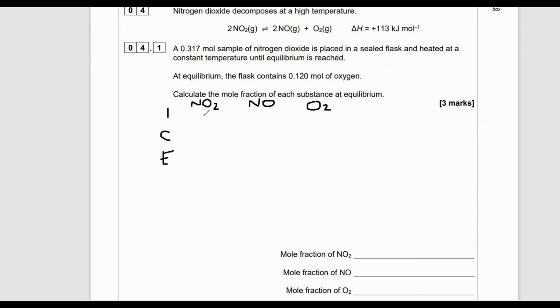Right, so I'm doing the ICE technique where you write initial moles, change in moles, and the moles at equilibrium. We know the initial moles of nitrogen dioxide is 0.317. We know there must be 0 of the products. We know that the oxygen is 0.120 at equilibrium, which means that it has changed by 0.120. We now look at the ratio to find the change in the other substances. So we look at the ratio of, say, oxygen to nitrogen dioxide and oxygen to nitrogen monoxide. So we know that the nitrogen monoxide is in a 2-to-1 ratio with the oxygen, so it's changed by 0.240, and that means it has become 0.240 because it's gone from 0 to 0.240 at equilibrium. We know the nitrogen dioxide has also changed by 0.240, which means it has decreased by 0.240.